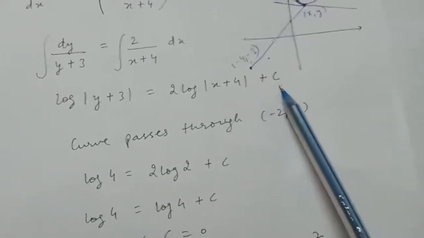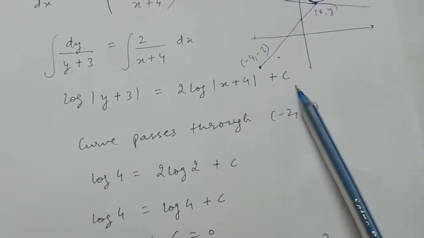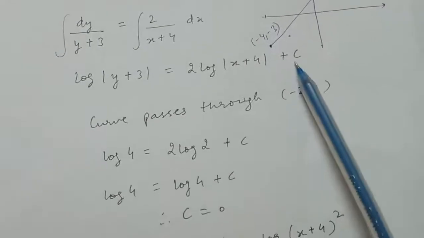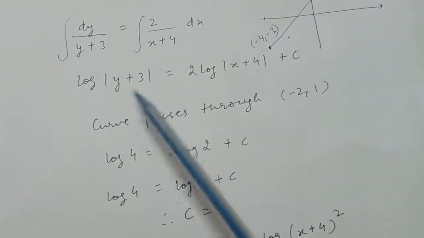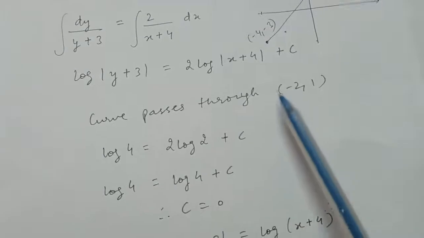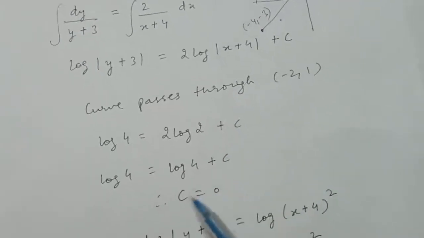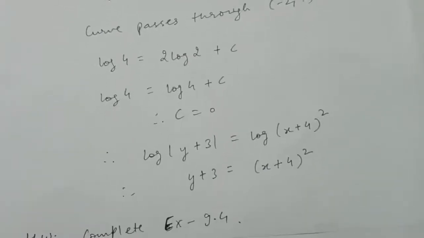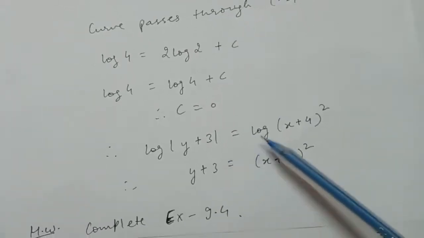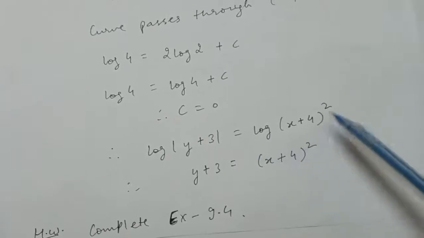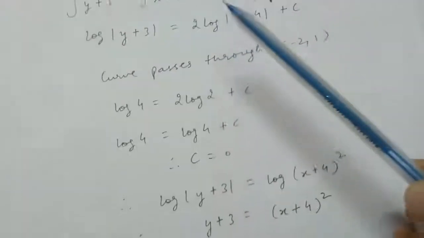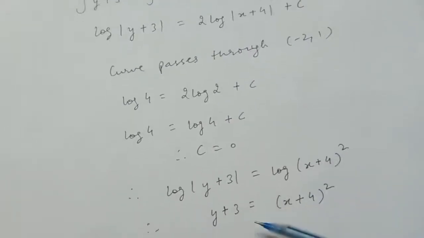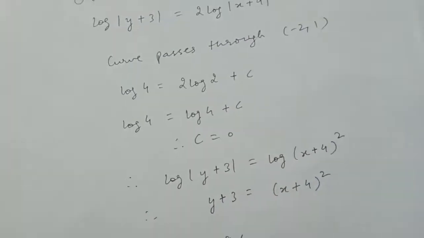But see, they have asked to find the equation of the curve which passes through the point (-2, 1). So find the value of c by writing 1 in place of y and -2 in place of x. When you do this, you will get the value of c as 0. So the function will now be log mod of y plus 3 is equal to log of (x plus 4) whole squared, since twice log mod of x plus 4 can be written like this. Therefore y plus 3 will be equal to (x plus 4) whole squared.